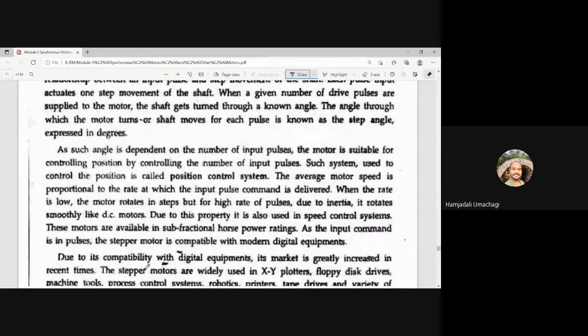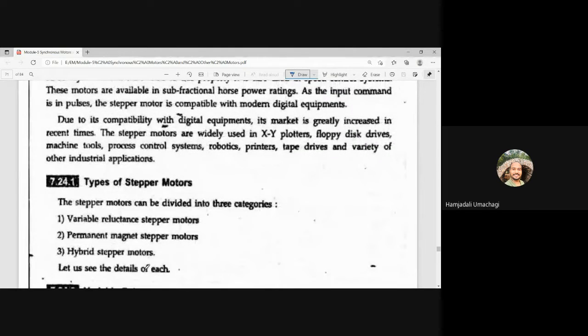Now let us see the different types of stepper motor. In the examination, the question will be like, define stepper motor and explain any one stepper motor in detail. You can write the definition for stepper motor like: it is a digital compatible device which receives square wave input pulses, and accordingly it rotates by a known step angle. So that might be the stepper motor definition.